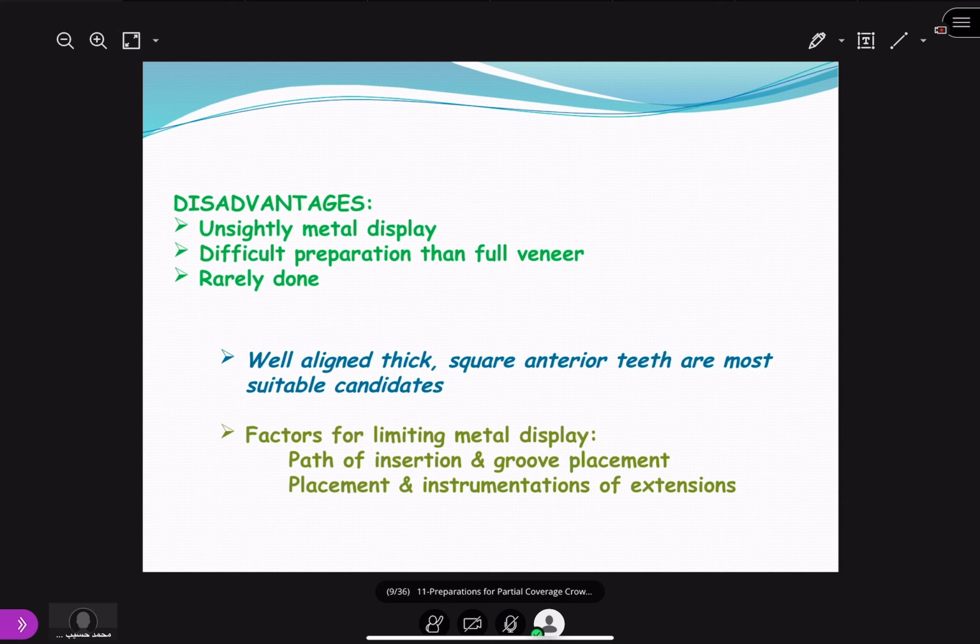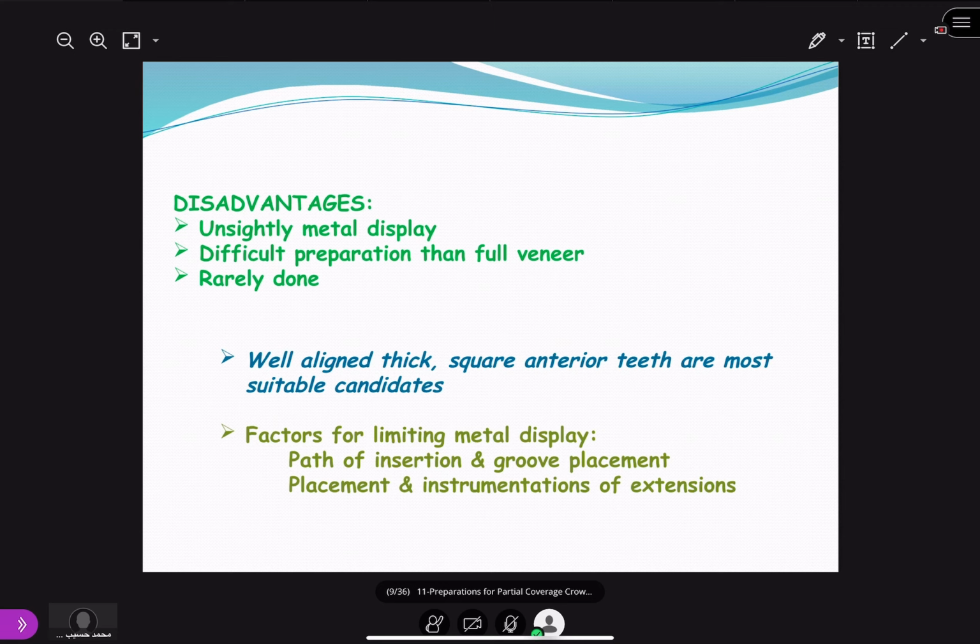So the second disadvantage is more difficult preparation than a full veneer. Obviously, it is difficult to prepare and it's rarely done. These are the disadvantages for the partial coverage crown in anterior teeth. So selection criteria is very much important.